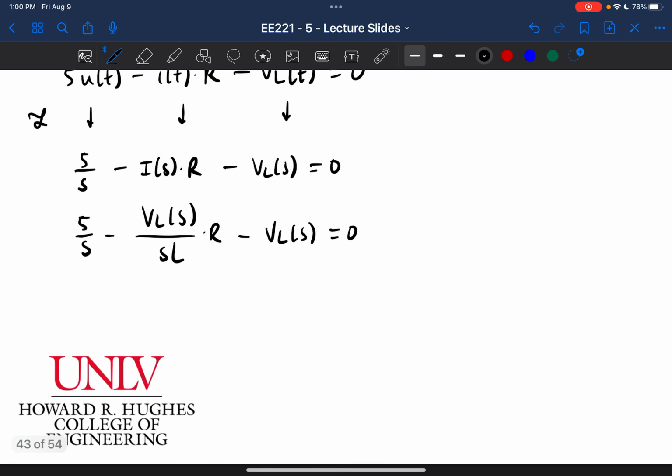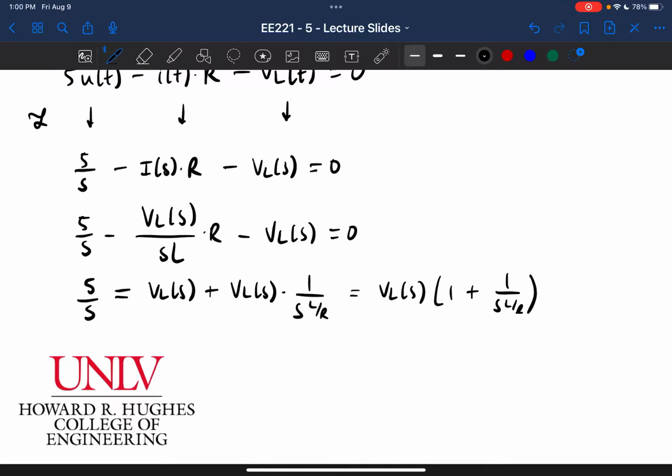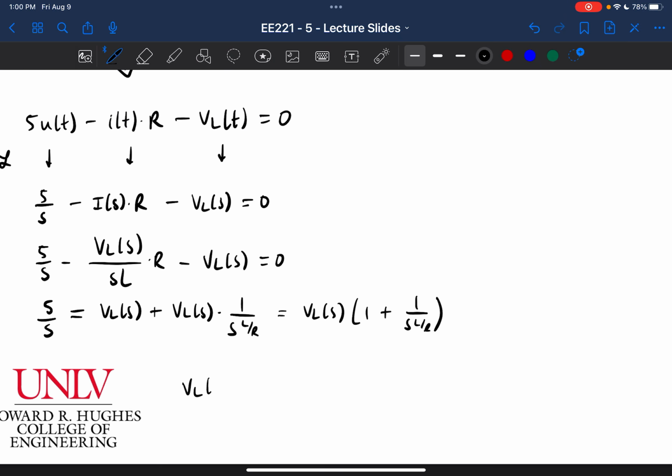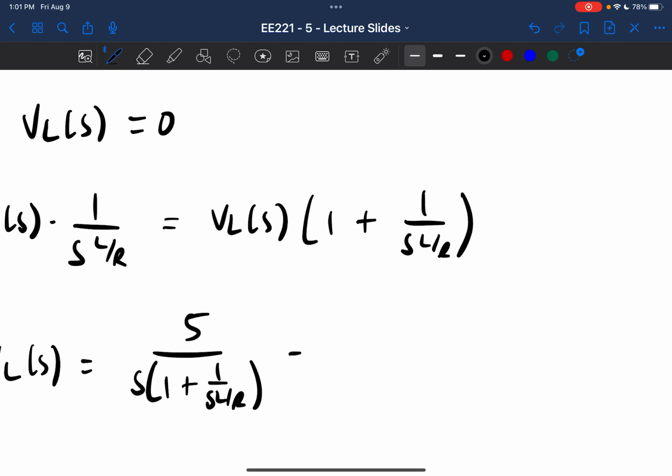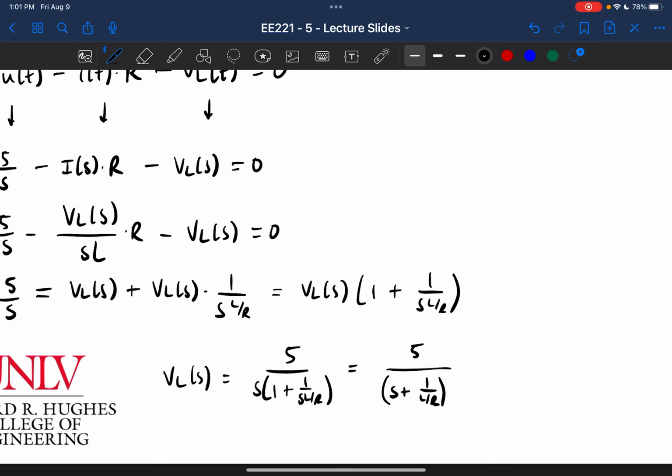And then I can get all these VL(S) terms onto one side. 5 over S equals VL(S) plus VL(S) times 1 over S L over R. And so I can say that that's VL(S) times 1 plus 1 over S L over R. And now I can get VL(S) by itself, and I can say that that's equal to 5 divided by S times 1 plus 1 over SL over R. I multiply the S through here, and I get 5 over S plus 1 over L over R. Or I could say that that's just S plus R over L. But I'll just leave it as 1 over L over R for now.